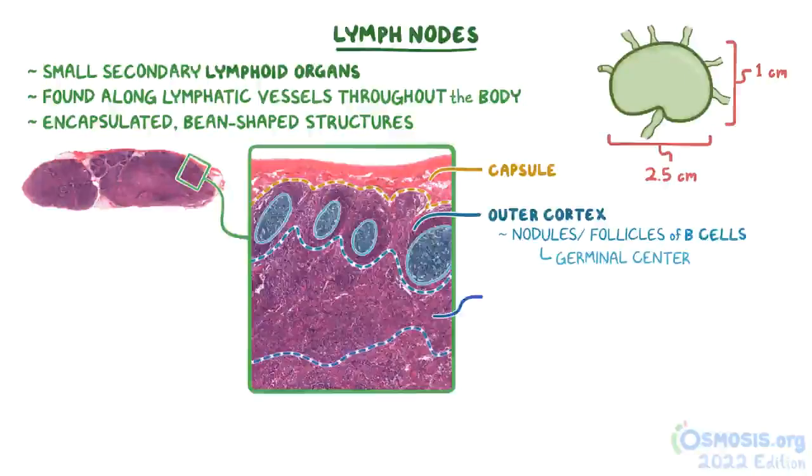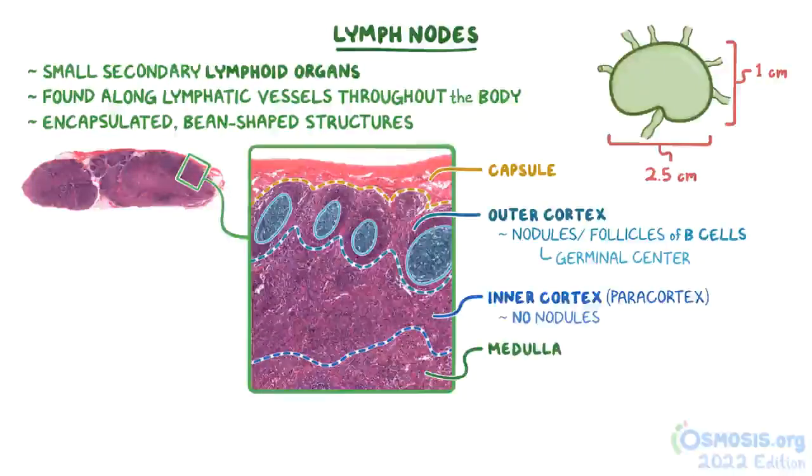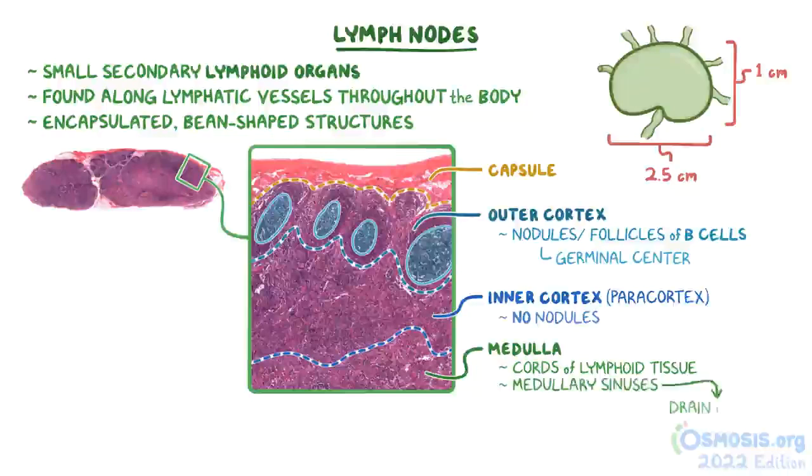The next region is the inner cortex or paracortex, which doesn't have any nodules. And finally, the innermost region of the lymph node is the medulla. The distinction between the inner cortex and medulla is hard to see at this magnification, but the medulla will have cords of lymphoid tissue as well as passageways for lymph called medullary sinuses. These sinuses eventually join one another and drain into the efferent lymphatic vessels.